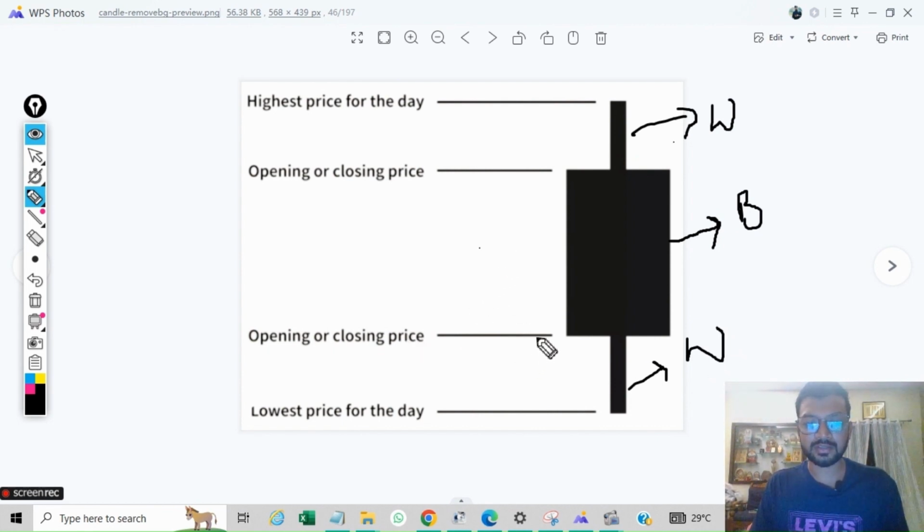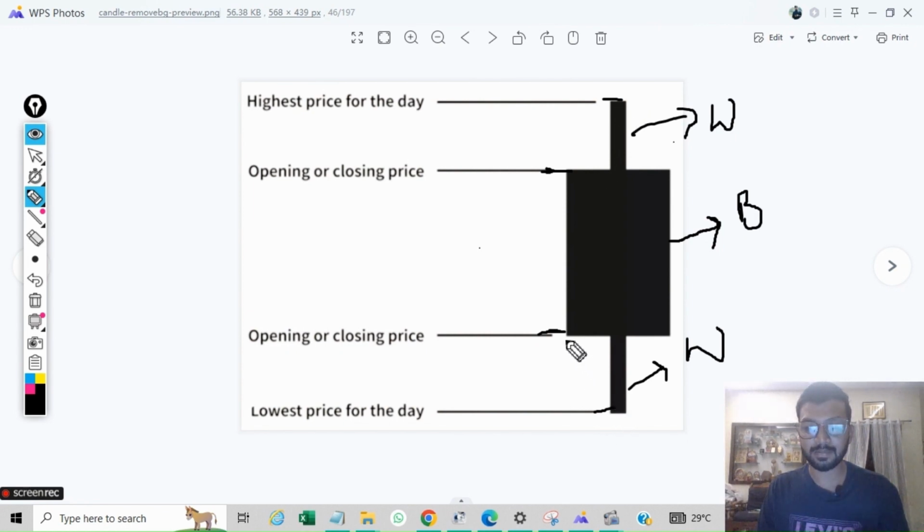Now you can see here on the screen, this part of the candle is called the opening or closing price. Suppose that this is a green candle, then this will be its opening price. If this is a green candle, this is the closing price, and this part of the candle is the highest price of the day, where the market has touched the highest price but not closed at this point. And this part of the candle is called the lowest price of the day.